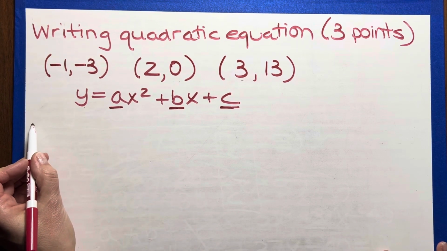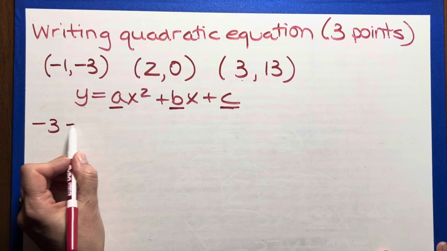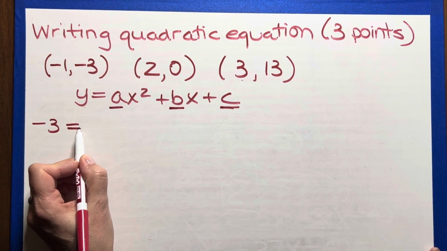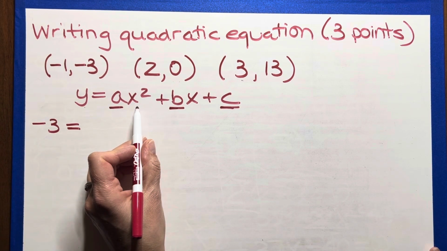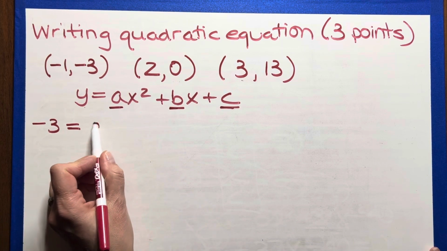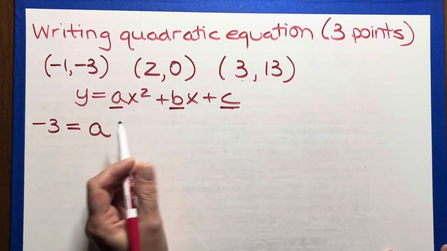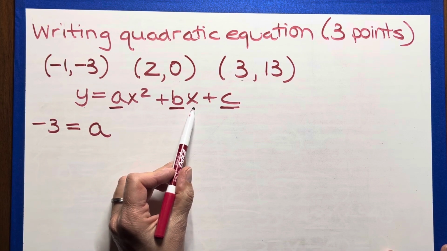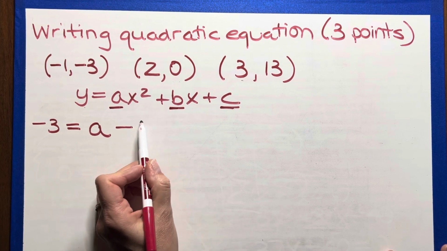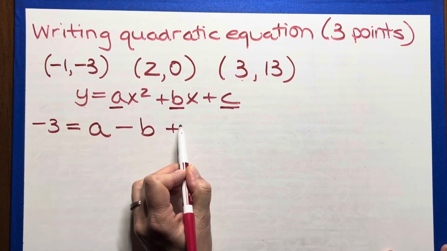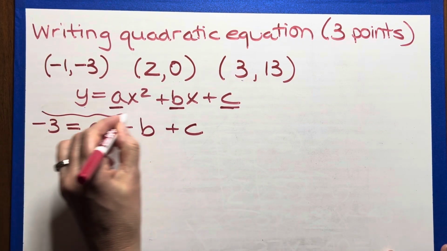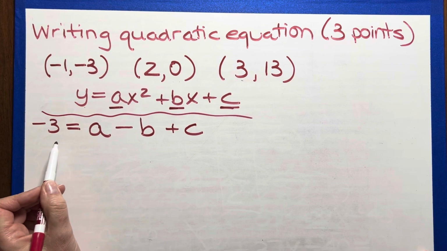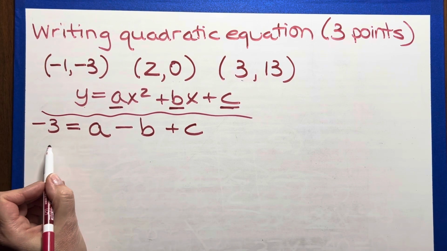So my first equation is going to be -3, that's the y, equals the x squared, which is going to be +1, so I get a. Then I'm going to do the same thing here. I'm going to plug in -1 for this x, so -1 times b is a minus b. And then the c is just a constant. Let's separate this. I'm going to do the same thing for the next 2 points.